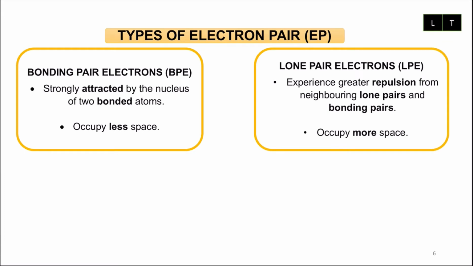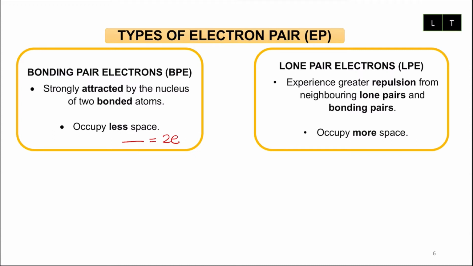I'm going to focus on their electrons. Bonding pair electrons are electrons attracted by the nucleus of two bonded atoms. Usually I will illustrate them as one line, and this line is equivalent to 2 electrons. This bonding pair occupies less space.